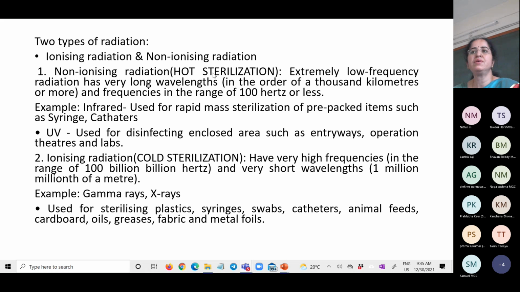And these radiations have very low frequency and very long wavelength. Okay. And the examples are infrared and UV radiation. Those all are non-ionizing radiations. And if you compare them with the ionizing radiations, these have high frequencies and short wavelength. And the examples of these are the gamma rays and the X-rays. Okay.